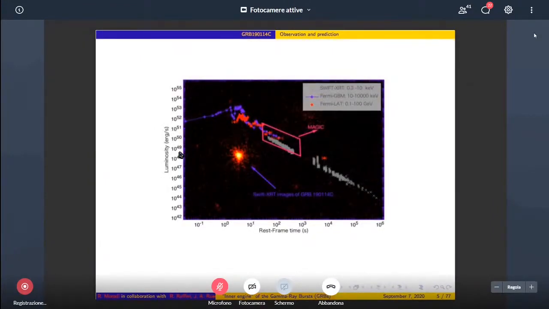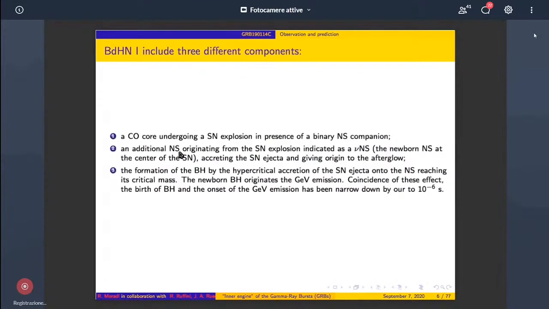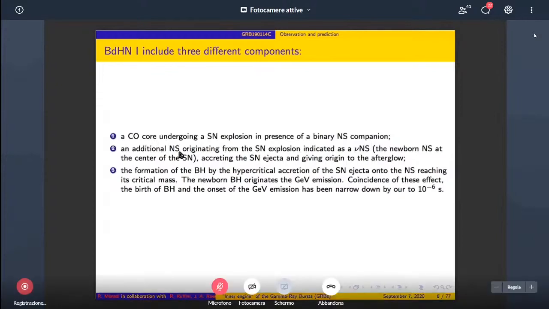So what's the story? This is almost all the observation of this famous GRB: as you can see, the Swift image, the Swift X-ray afterglow, the MAGIC data points, Fermi LAT and Fermi GBM. There were many sets of data, but in principle only these data sets are enough to test our inner engine theory. So what's the story of the binary driven hypernova of type I, which has been developed for many years in our group?